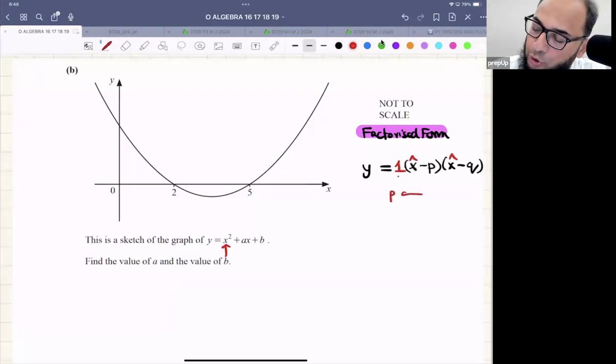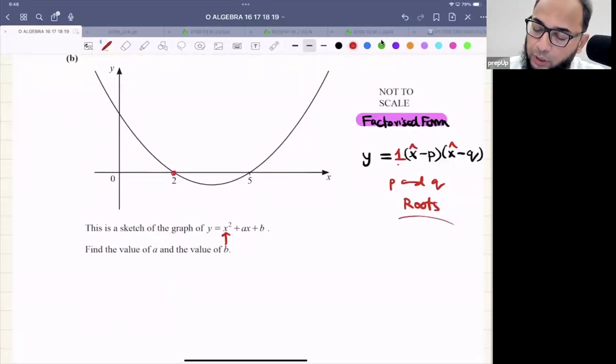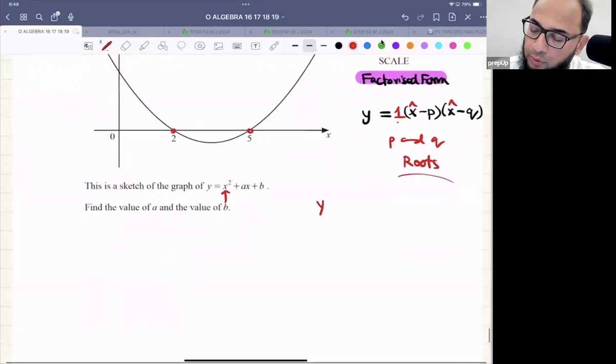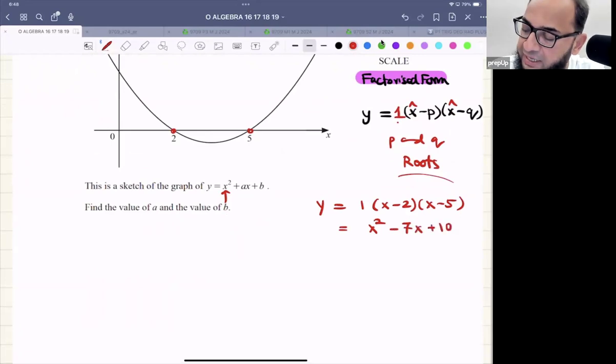What is P and Q? P and Q are the roots of the equation. So one of the root is 2, the other root is 5. So therefore the equation is y is equals to 1 and this is x minus 2, x minus 5. All you have to do is to expand it, which is x square minus 2x minus 5x, which is -7x plus 10, and then compare it with this one.